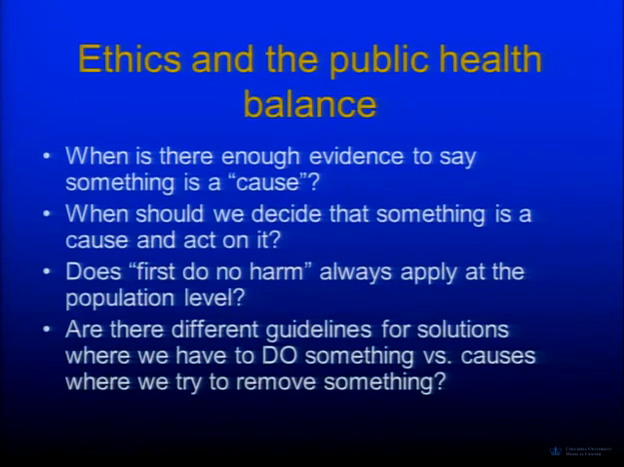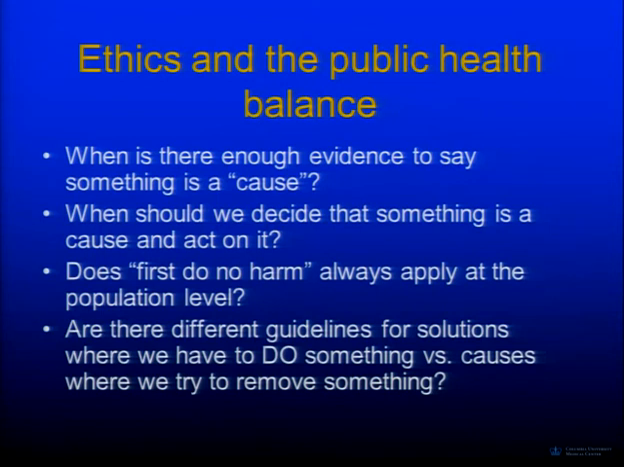The last thing is thinking about ethics, and when is there enough evidence to say something is a cause? Would you require less evidence if it's a risk for the population? You're going to take a little less evidence to decide what you're going to do. When would we say that something is a cause and actually act on it, say, have a public health program or make people put labels on alcohol saying that if you drink when you're pregnant, it may cause birth defects? What do we have to say for that to go on a bottle of alcohol? And does first do no harm always apply at the population level?